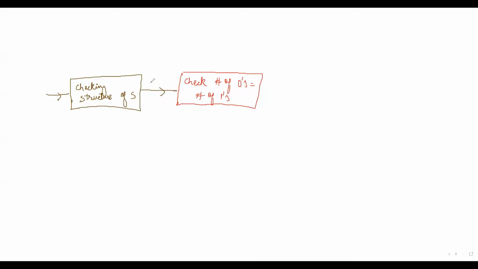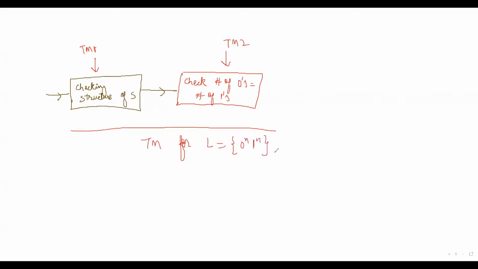So we can say that this part is also a Turing machine. This is Turing machine 1 and this is Turing machine 2. And we have combined these two Turing machines to design a Turing machine for L is equal to 0 raised power n, 1 raised power n. Here you can check that each Turing machine can act as a subroutine. So what is a subroutine? Subroutine means a function.